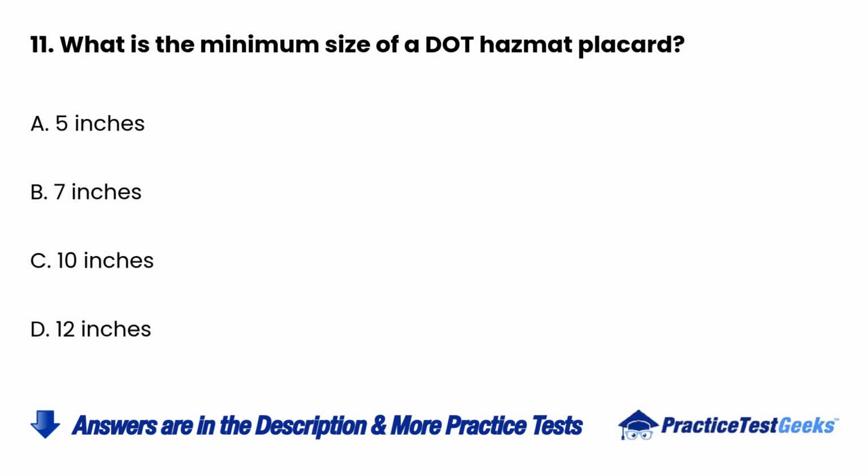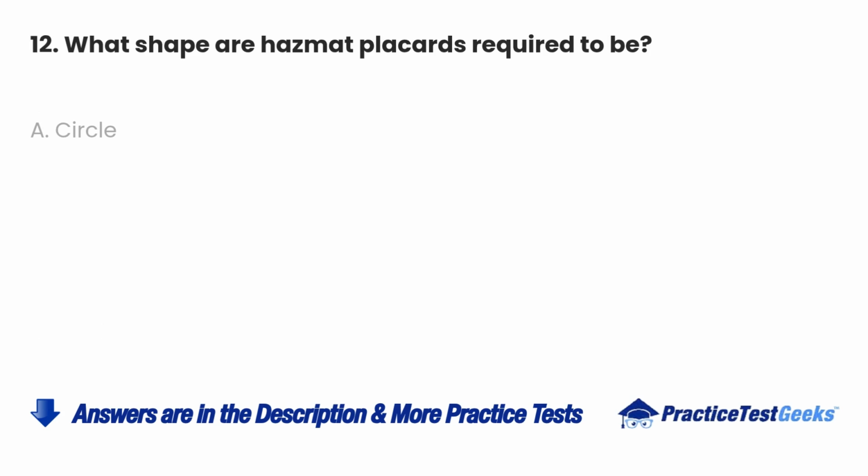11. What is the minimum size of a DOT hazmat placard? A. 5 inches. B. 7 inches. C. 10 inches. D. 12 inches. 12. What shape are hazmat placards required to be? A. Circle. B. Triangle. C. Diamond. D. Square.